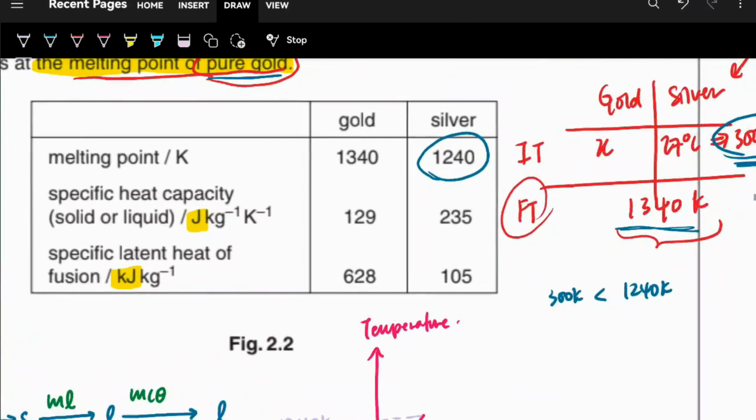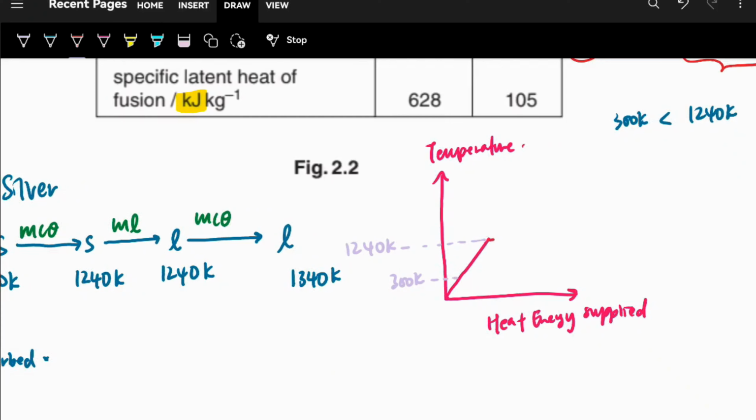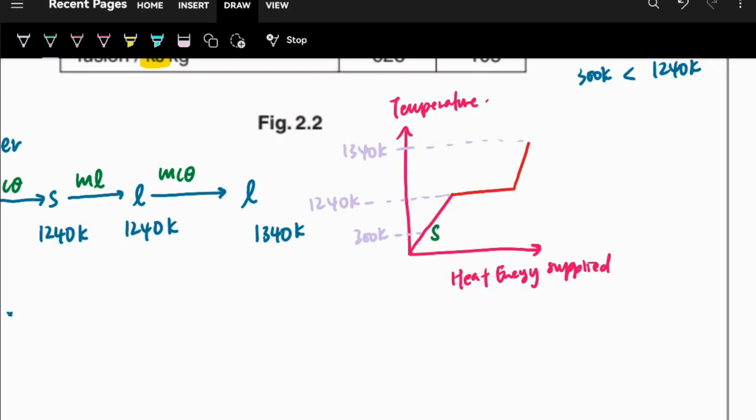How do I know it's the melting point? Because they already give it here. The melting point of silver is 1240. Okay, after it reaches its melting point, there is no increase or decrease in temperature, just phase change where the solid changes to liquid. Then it increases until 1340 Kelvin. So the phase here is solid, here is solid to liquid, then liquid. Easier to see using a graph, right?